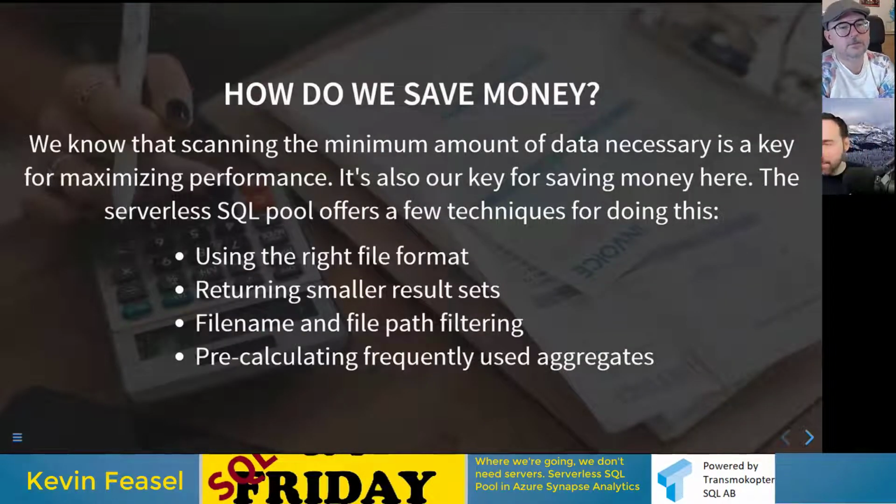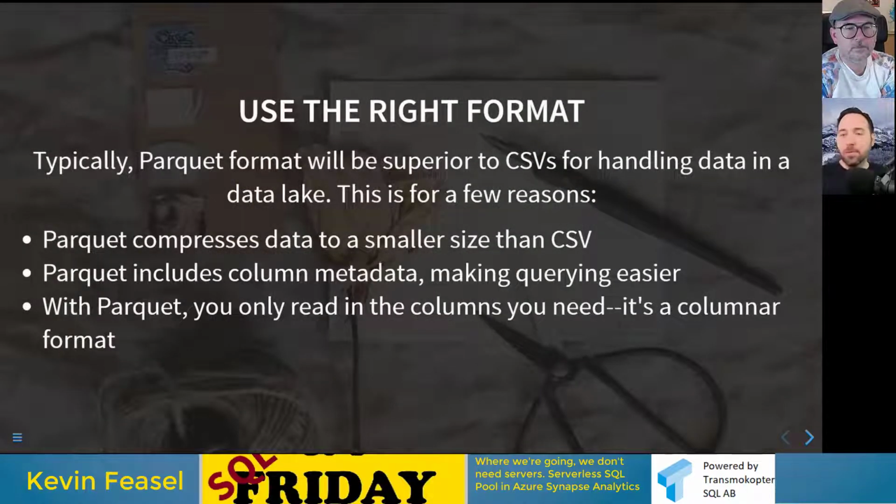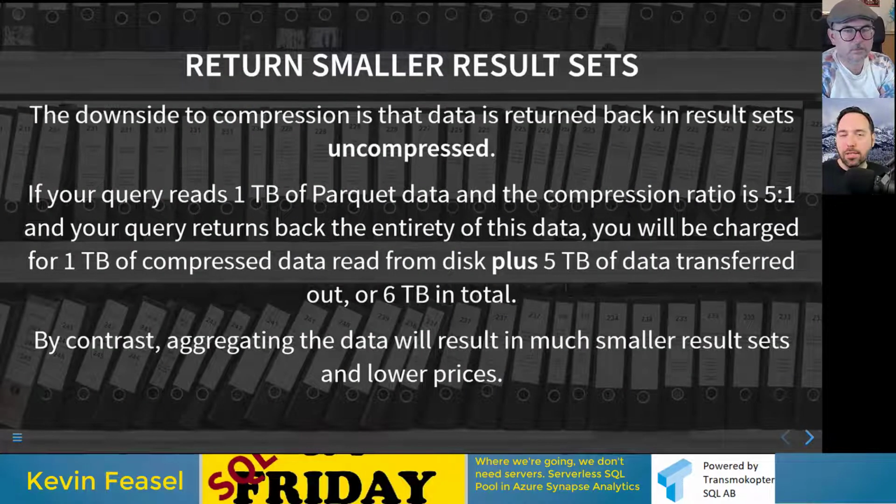So how do we save some money? Well, scan the minimum amount of data. Use the right file format. Parquet will usually be superior to CSV in this case because Parquet compresses down to smaller sizes and includes column metadata, so I just read the metadata header for certain types of queries and save money there, and I only read the columns that I need.